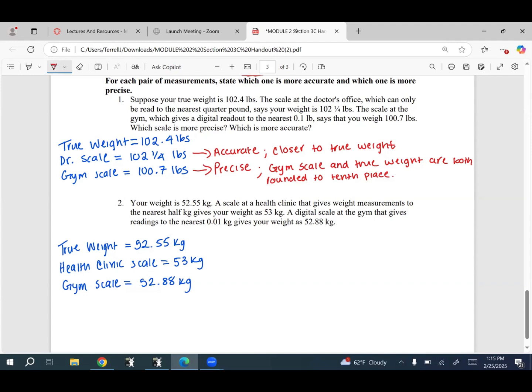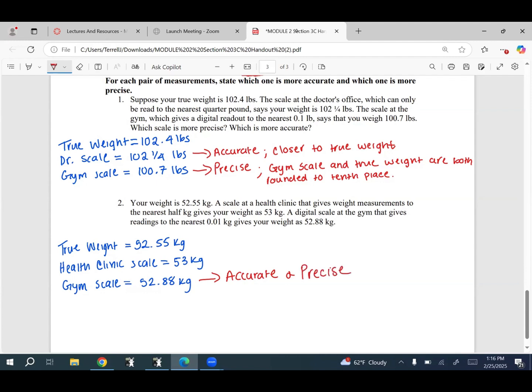52.88 is going to be closer, right? If you subtract 52.88 minus 52.55, you're getting less than 0.50, right? 52.88 minus 52.55 is 0.33. That is closer than 53 minus 52.55. So this is more accurate. This is closer to the actual weight. And also this one happens to be more precise too.